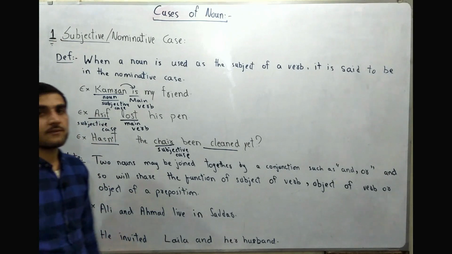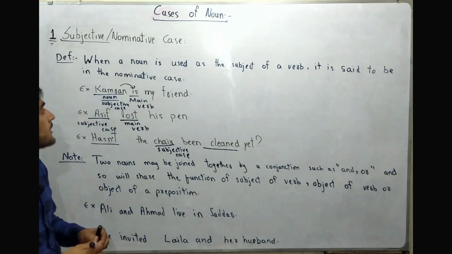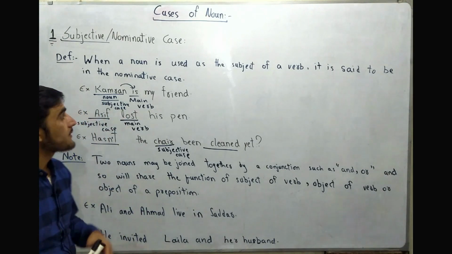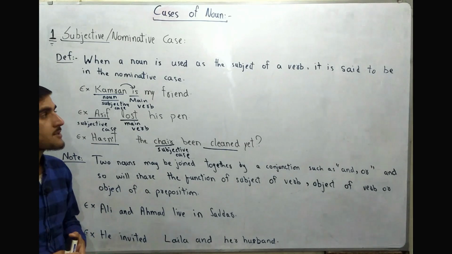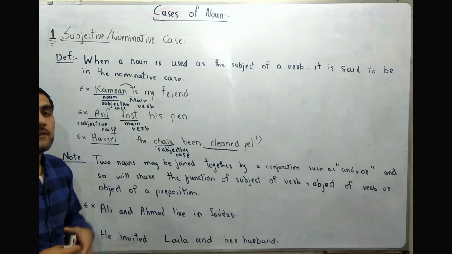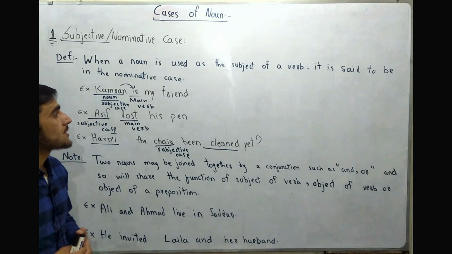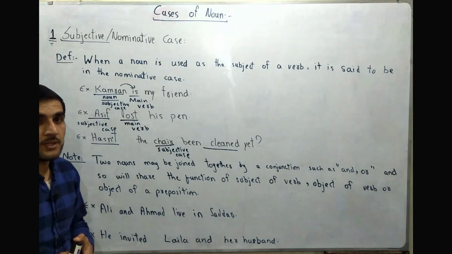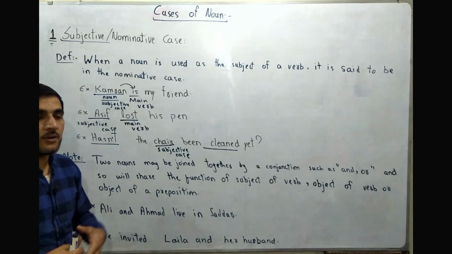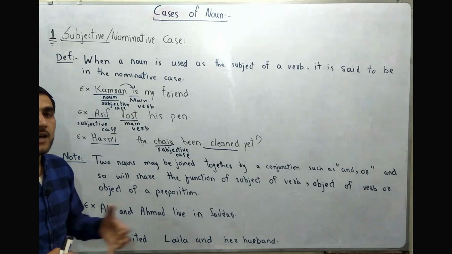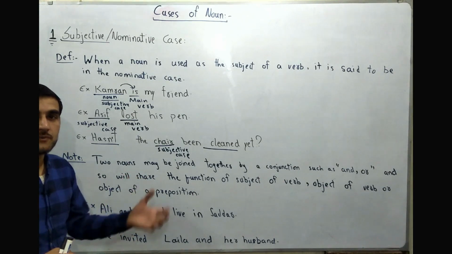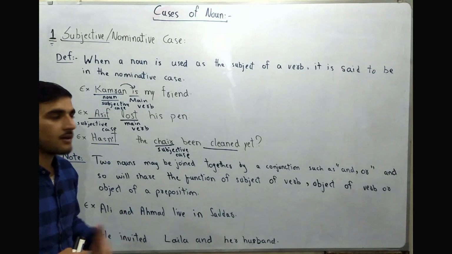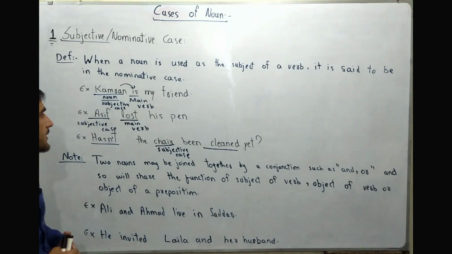This is the first case of noun. Again, we are going to highlight the subjective or nominative case. In this case, a noun is used as the subject of a verb, or whenever a noun is used as the subject of a verb, it is said to be subjective or nominative case. Or simply you can say that when a noun is used before the main verb to function as the subject of a sentence, it is called subjective or nominative case.